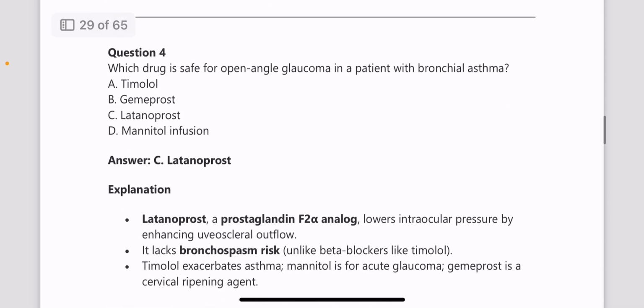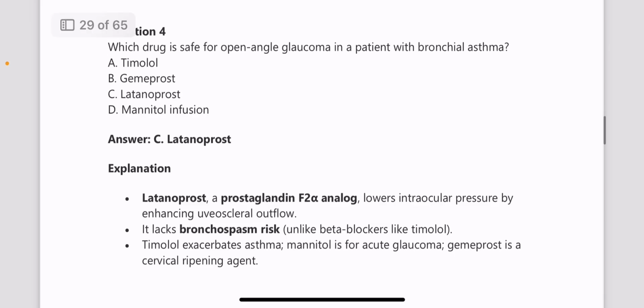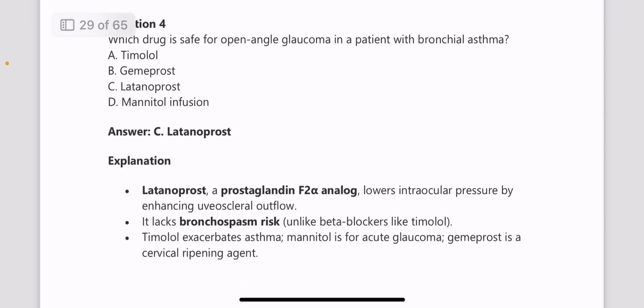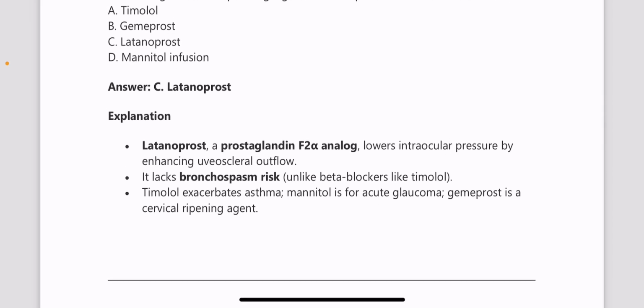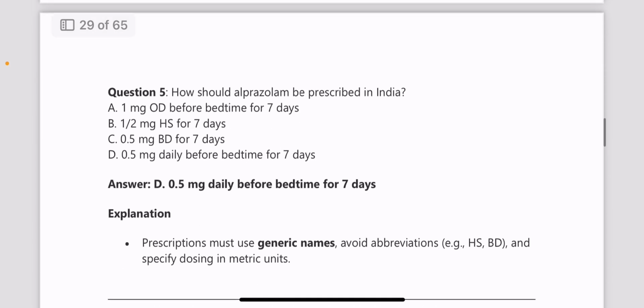Next question, which drug is safe for open-angle glaucoma in a patient with bronchial asthma? Answer is latanoprost, which is a prostaglandin F2 alpha analog, which lowers the intraocular pressure by enhancing the uveoscleral flow. It lacks the bronchospasm risk, unlike beta blockers like timolol.